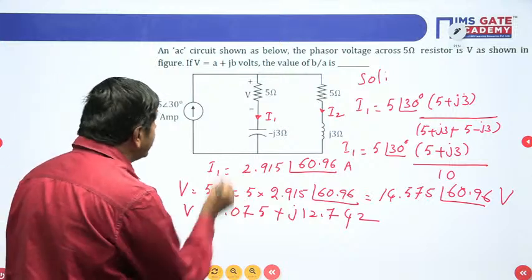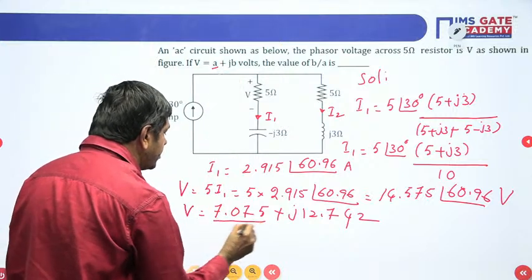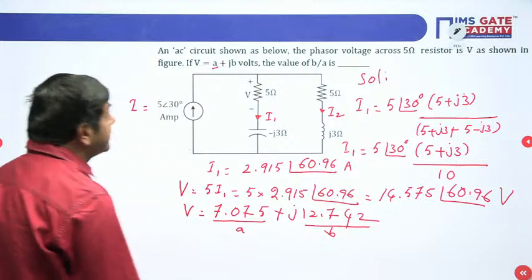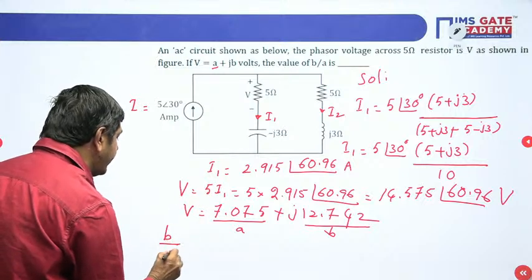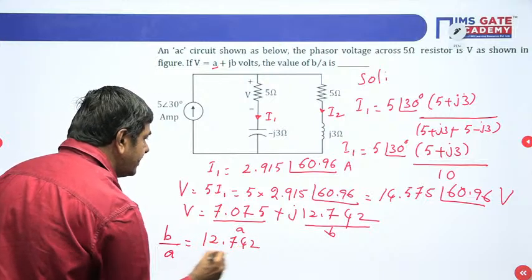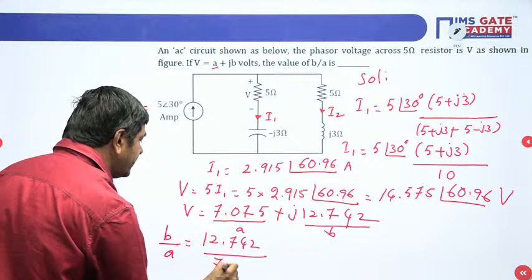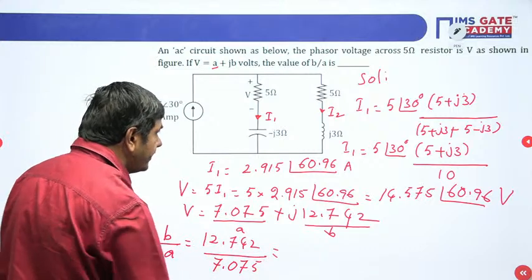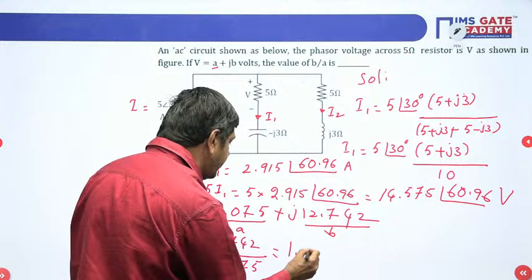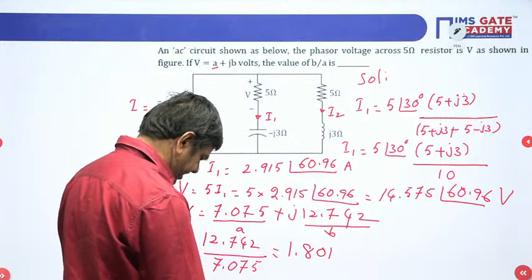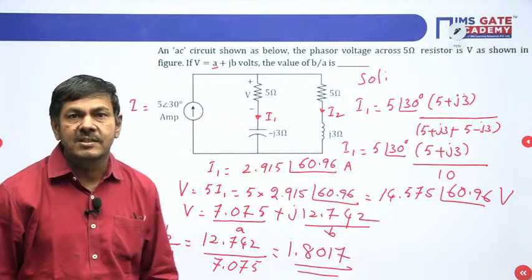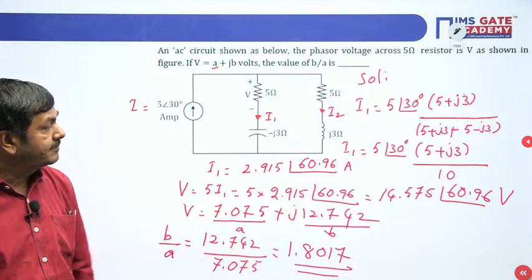Here the real part is to be taken as A, and the imaginary part is to be taken as B. But what is required is the B by A value. B by A means 12.742 divided by 7.075. If you are using the calculator, finally you are going to get 1.8017, no units, B by A is a constant value. This is the solution for this question. I hope you followed.